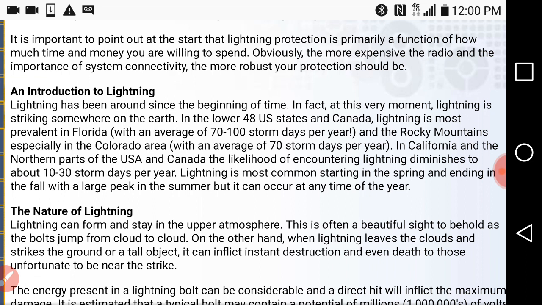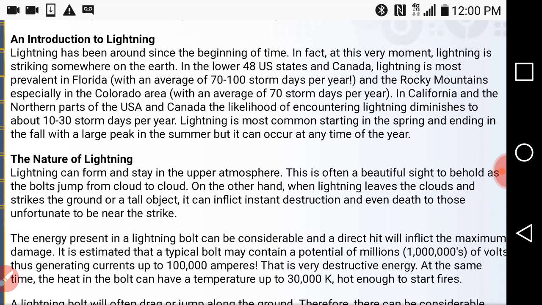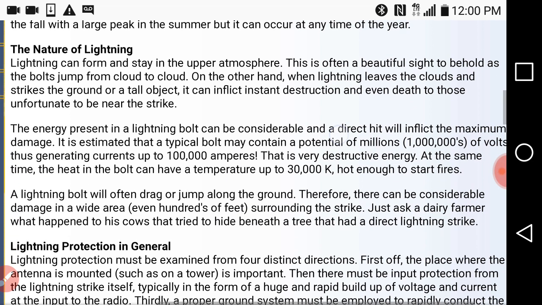In the lower 48, blah, blah, blah, lightning is most prevalent in Florida with an average of 700 to 1,000 storm days per year. And Rocky Mountains, especially in the Colorado area, with an average of 70 storms per year. California, northern parts of the U.S., blah, blah. That's going to be my introduction to lightning. Well, thank you very much. I know nothing, and now I actually know less. Lightning is most common starting in the spring. Come on, give me something about lightning.